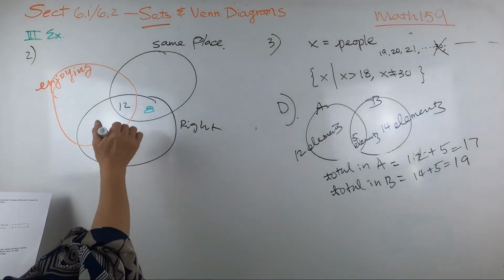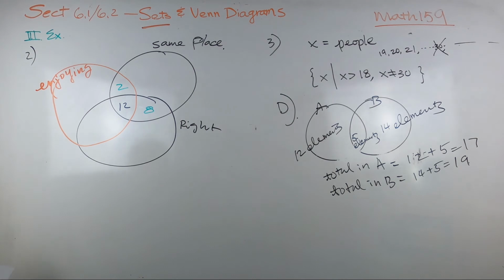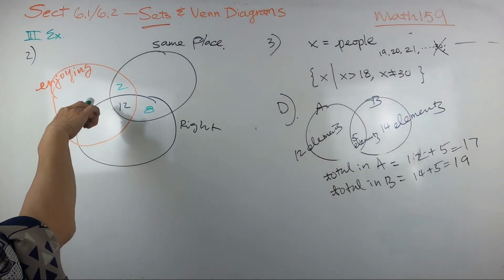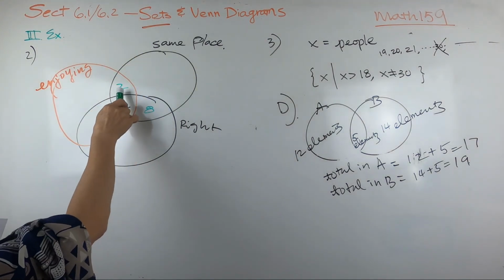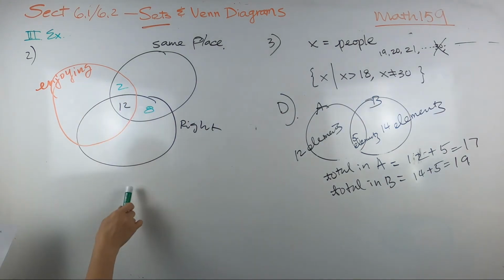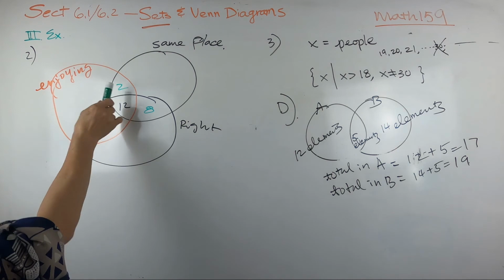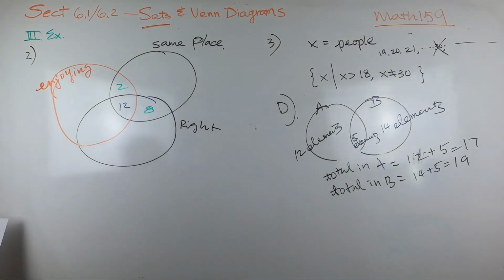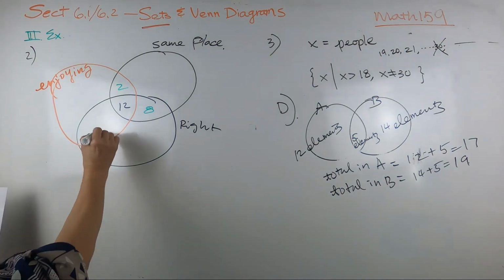Then here says 2. It means what? They are enjoying it, right? And still have the same place as their first class, but they are not right-handed, meaning they are left-handed. And what else? Let's see. 15 here.